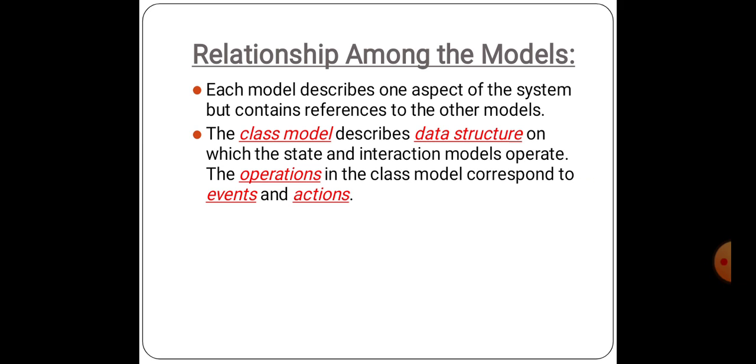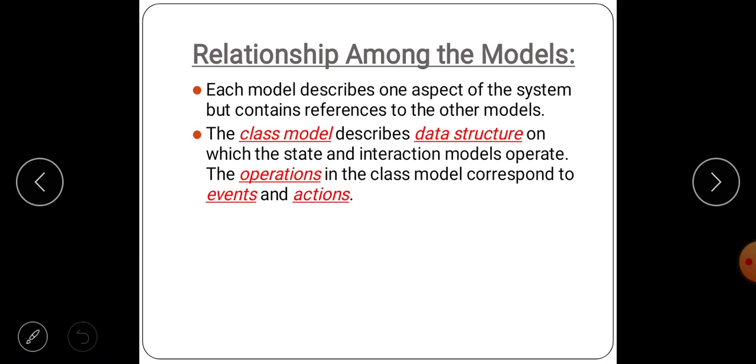We know that each model describes its own aspects of the system but contains reference to the other models. Means the three models each have their own aspects, but these three models contain references to the other models. One model will be a reference to another model.